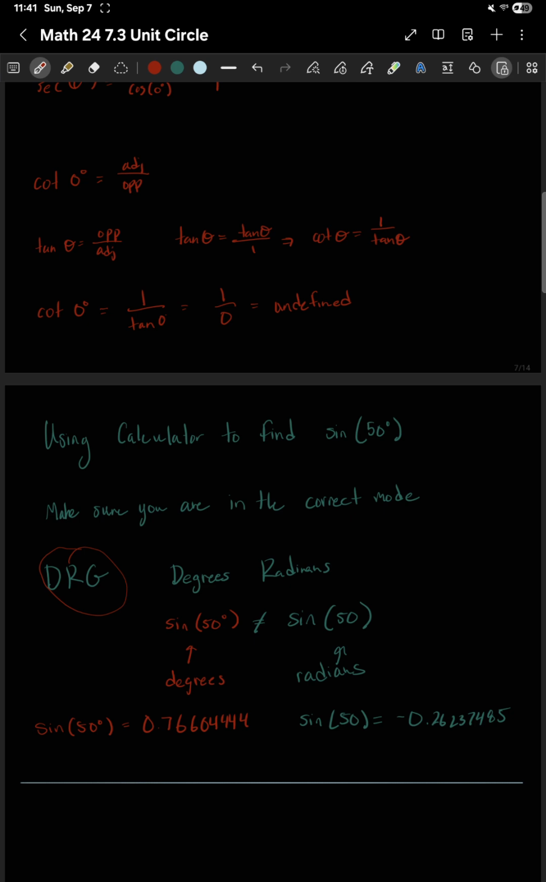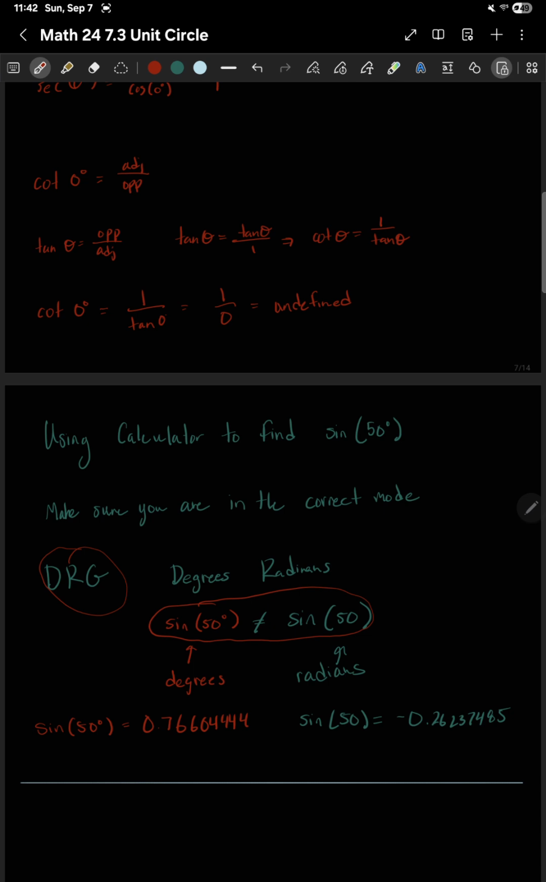And so sine of 50 degrees, I put an example here, should compute to 0.766. So the height of the triangle would be somewhere around 0.75 units tall. But if you're in radian mode, but you're trying to calculate 50 degrees and you just put sine of 50 in the calculator, it's going to input it as if you're putting 50 radians. And so the value of that is negative 0.26237485.